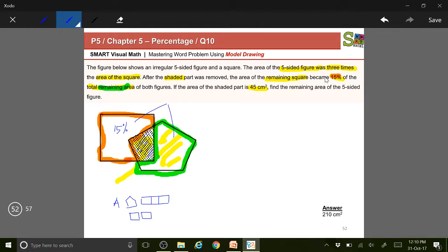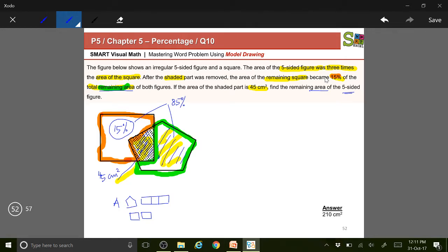If the remaining area of the square is only 15% of the total remaining area, the total remaining area will be 100 minus 15, it will be 85%. Alright, and they tell us that this shaded area is 45 cm square. Find the remaining area of the five-sided figure, this one, the one that we strike here.